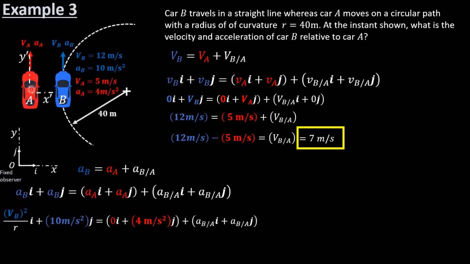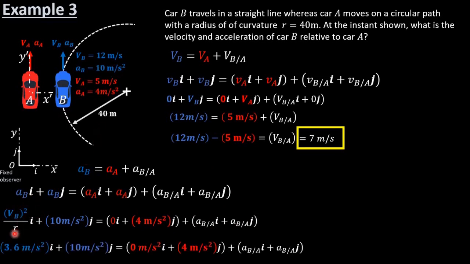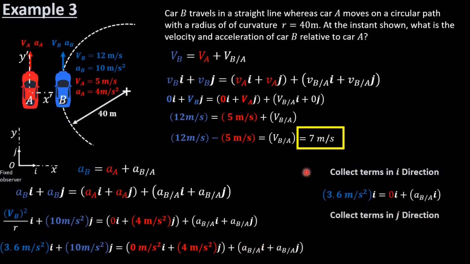And the acceleration of car A is going to be 0 meters per second squared in the i direction, and it's going to be 4 meters per second squared in the j direction. The relative acceleration is going to have components in the i and j direction. If I substitute vB there with 12 meters per second, that will simplify down to 3.6 meters per second squared. Then what I'll do now is collect all my terms in the i direction. So this term's in the i direction, that's 0 in the i direction here, and this is in the i direction also. So I put them together, and then I collect all my terms in the j direction to get left with this. This term's in the j direction, this term's in the j direction, and this term is in the j direction as well.